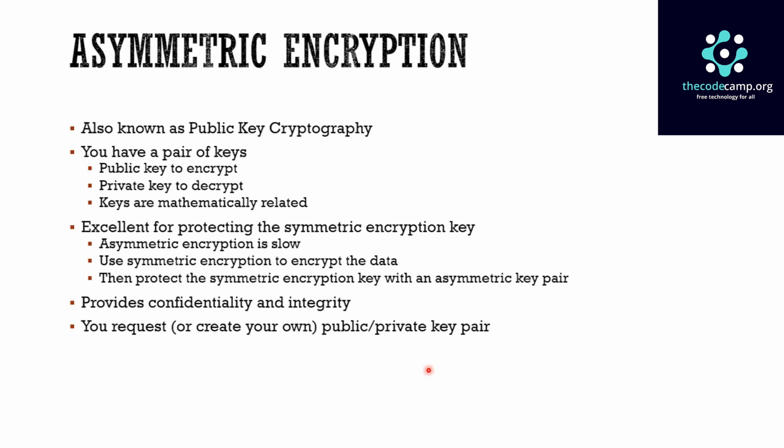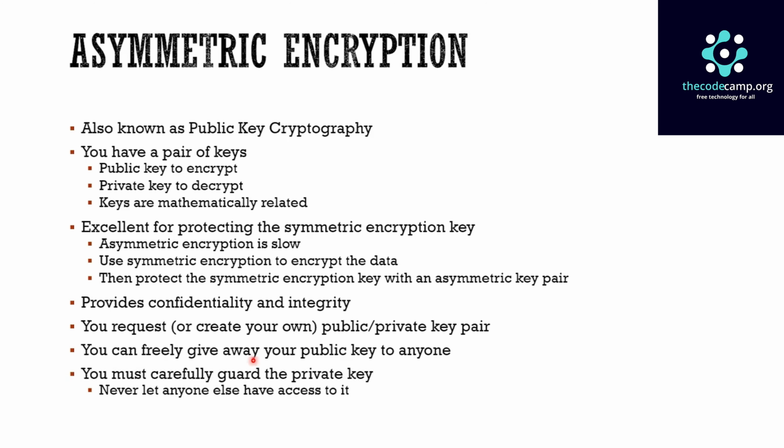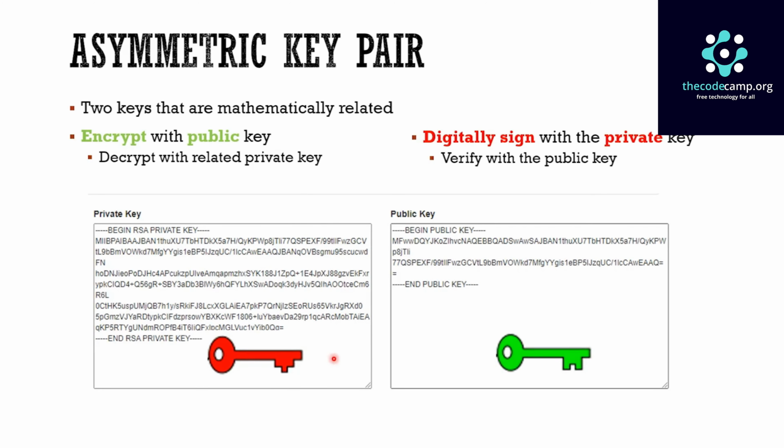The idea, though, is that you freely give away your public key. That's why it's called public. You give it to anyone, but you carefully guard the private key. You never let anyone else have it. And we'll see how it all goes in just a sec. So here's an asymmetric key pair, and this is actually the real deal here. I mean, they don't have to be exactly this, but you can see the relationship. The two keys, like I said, are mathematically related.